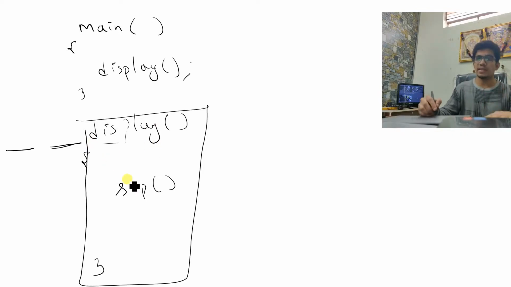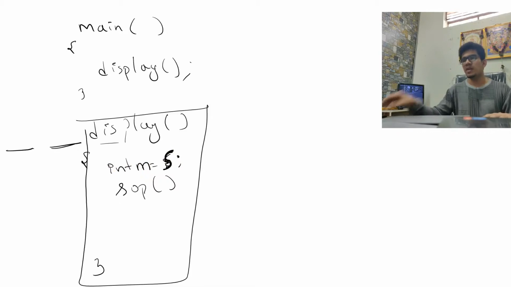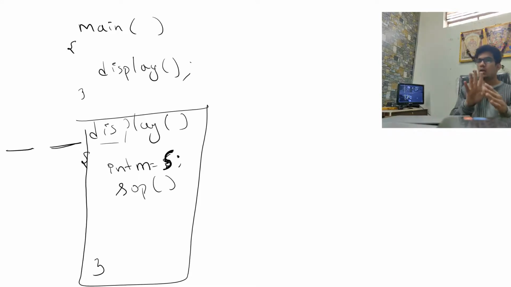Now imagine in this display method I have written int n is equal to 5, or let's say m, or any other variable, int m equal to 5. Now tell me, did I create a variable? Yes, I have created a variable, I agree. But whatever my input is, will this number change? Will the space change? No. I want you to understand that.